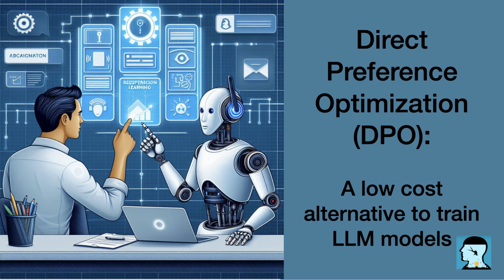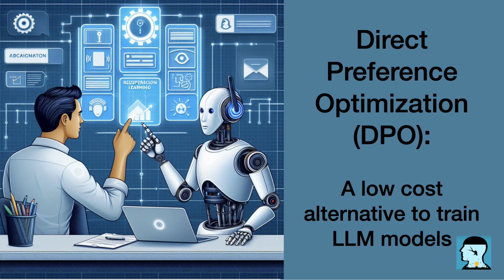RLHF requires building a curated dataset, training a separate reward model, and running an iterative reinforcement learning cycle, which involves substantial costs in terms of time, money, and expertise. On the other hand, DPO offers a more efficient and cost-effective way to optimize language models. DPO does not require a separate reward model like RLHF does. Instead, the language model itself serves as its own reward model.